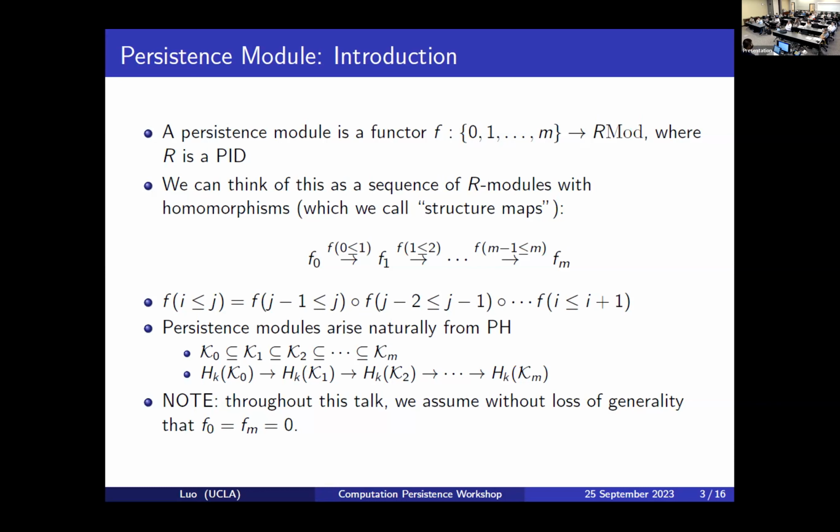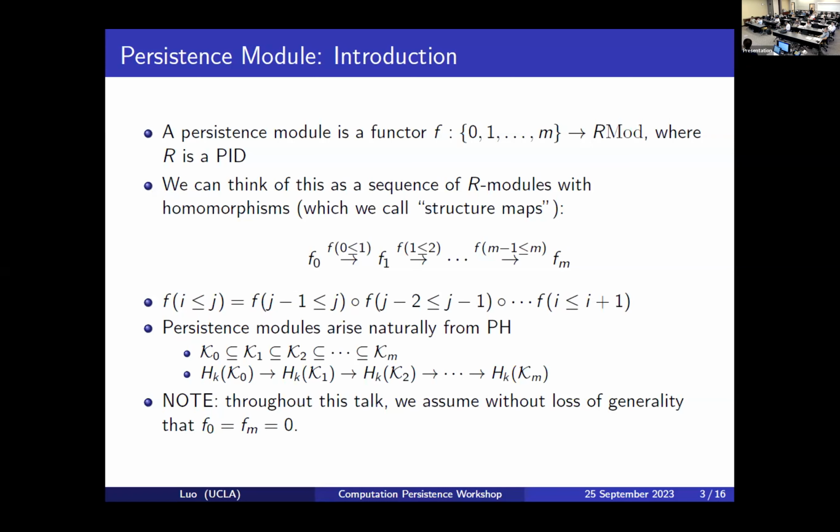Persistence modules arise naturally from persistent homology, where, given a filtration K0 through Km, we can apply homology with coefficients in some ring to get a persistence module over that ring. We refer to the maps in between the R-modules as structure maps, and in the context of persistent homology, these structure maps are given by the inclusion map.